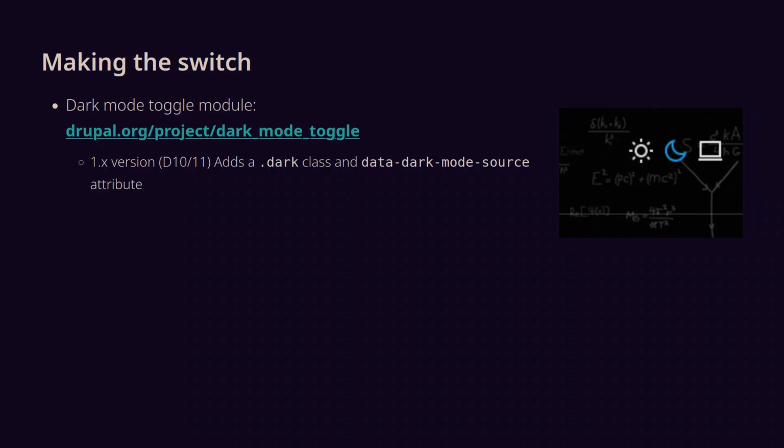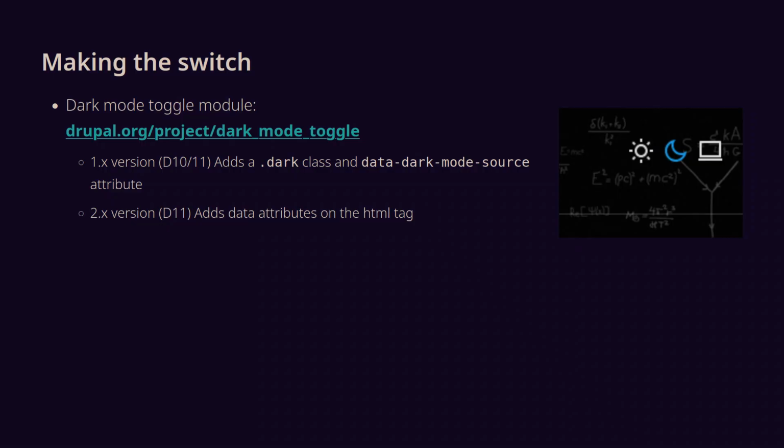The 1.x version is for Drupal 10 and 11. It adds a .dark class to the HTML tag, and sets dark mode data attributes, so where the source is from, and it'll say whether it's from the user system setting or not. We're going to be able to use that a little bit later to determine if we're following the user system settings. The 2.x version is Drupal 11 only, and it just uses data attributes rather than the class.